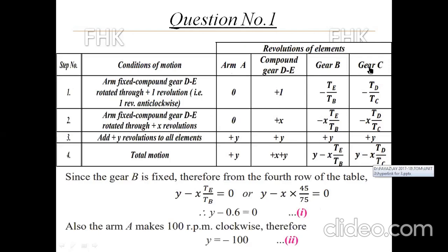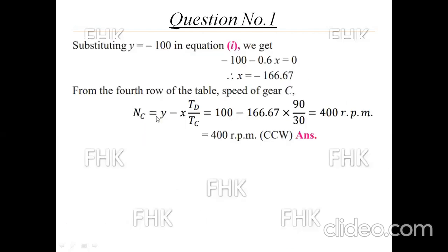Putting the values of x in this equation, because we have to find out the speed of gear C. So speed of C is equal to y minus x td by tc. Putting the values of y, x and td by tc, and solving this equation, we are getting speed of C equal to 400 rpm. As the sign is plus, the gear C is rotating at 400 rpm in the counterclockwise direction.